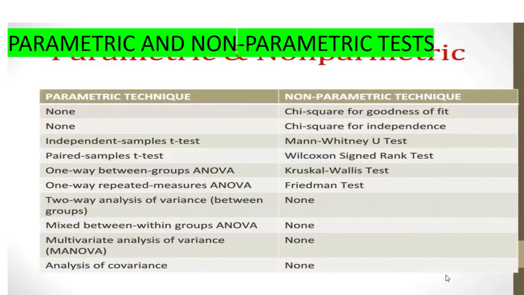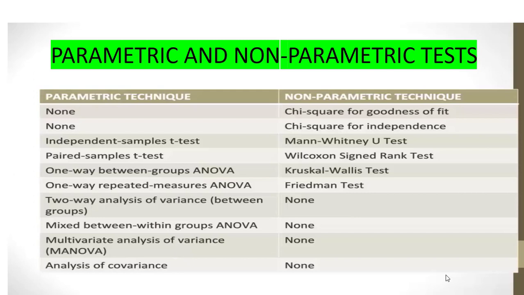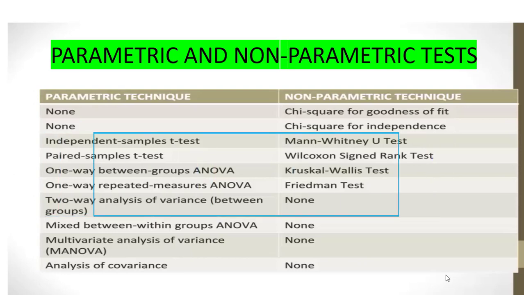In this chart, you have here the parametric and non-parametric tests. As you can see, most of the parametric tests that we have studied have a corresponding non-parametric test. So for example, for the independent sample t-test, the equivalent non-parametric version would be the Mann-Whitney U-test. The paired sample t-test, you have the Wilcoxon signed-rank test. One-way between groups ANOVA, that would be the Kruskal-Wallis test. The one-way repeated measures ANOVA, that would be the Friedman test.